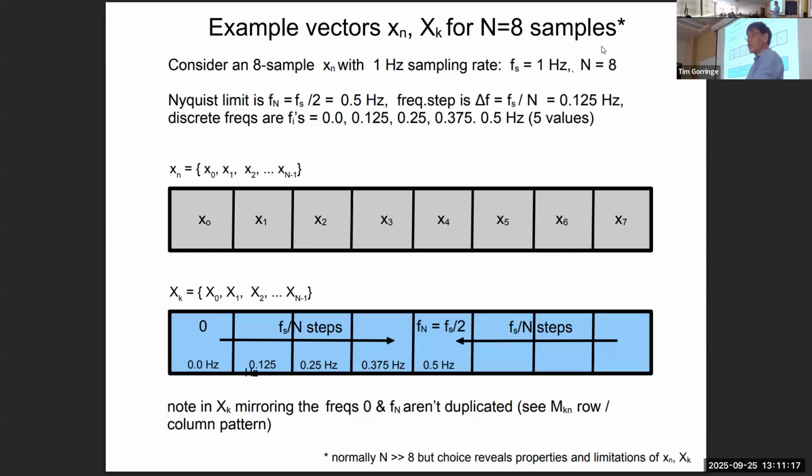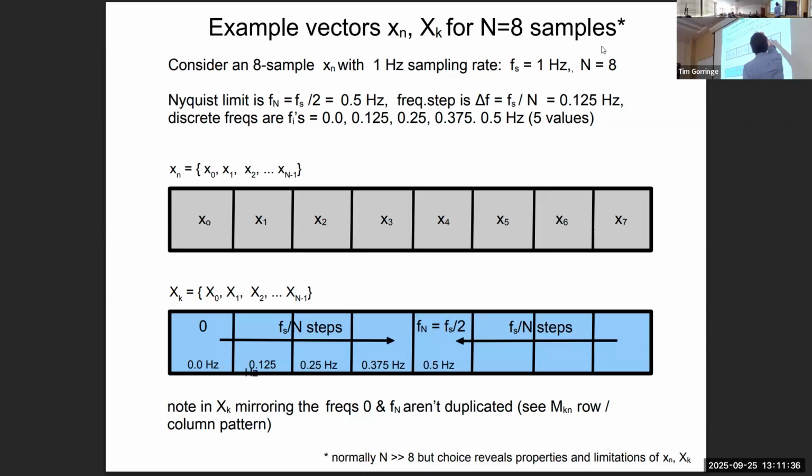So collecting such a small number of samples is completely ridiculous, except if you want to look at some of the patterns or relations between the time domain data and the frequency domain data in these vectors, lowercase x and uppercase X.